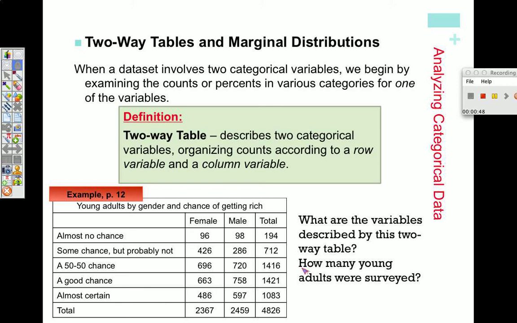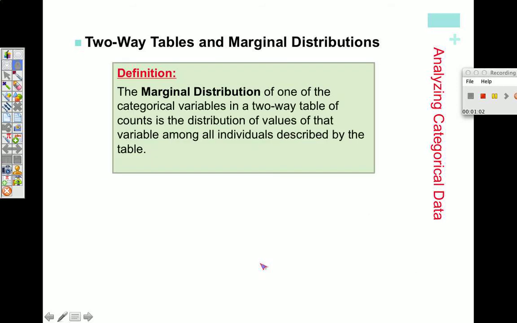How many young adults were surveyed? There were 4,826 total. It's the total when we add up the chance of getting rich and the total when we add up the genders. Should add the same way.